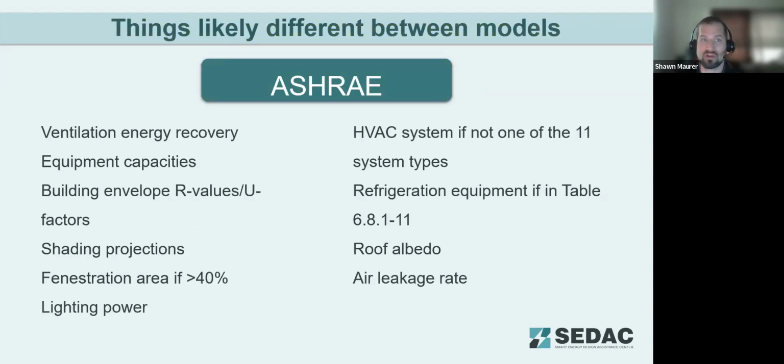Going over to the ASHRAE models, things are going to be different between that reference design versus your proposed design. Ventilation energy recovery will be slightly different between the two. Equipment capacities, the building envelope R values and U factors. Again, for ASHRAE, the assemblies will be the same, but the insulation values will be slightly different. Shading projections will be different between them, similar to the IECC. Again, that 40% window to wall ratio, if you exceed that, then they will be different. Otherwise, they will be the same if you're less than that.